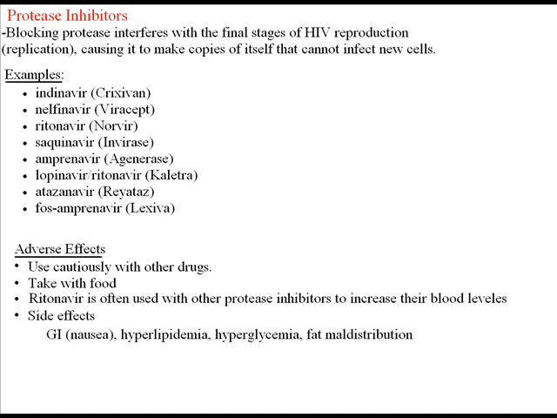The next in the antiretroviral group are the protease inhibitors. These block protease. Blocking protease interferes with the final stages of HIV reproduction or replication, thus causing it to make copies of itself that cannot infect new cells. So that's how that works. As you can see, there are a number of drugs in this category: Norvir, Kaletra, Lexiva, and so forth. You can see the list. They're all given orally.